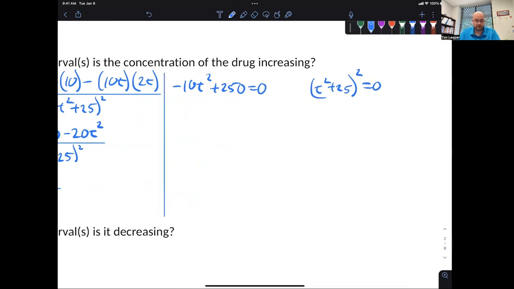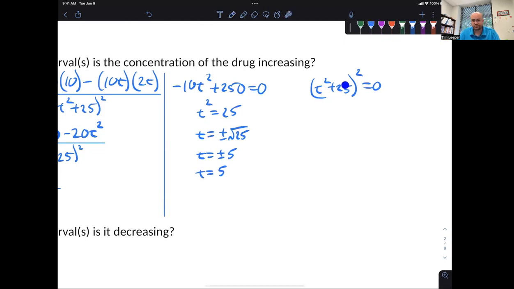So for the first equation, subtract the 250, divide by negative 10. It's going to give me that t squared is equal to 25. Use the square root property, means t is equal to plus or minus the square root of 25, which means t equals plus or minus 5. And technically, that is the solution, but we don't need the negative because it's not in the domain. So t equals 5 is the critical number there.